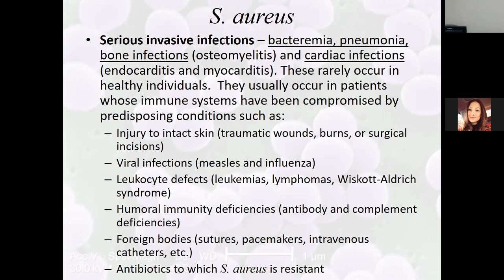Leukocyte defects, whether it be leukemias, lymphomas, humoral immunity deficiencies, meaning our antibodies are deficient, complement is deficient, foreign bodies such as sutures or pacemakers can be introducing staph when they put them in, and then antibiotics to which staph aureus is resistant there at the very bottom, which we know is methicillin, right? MRSA, where it gets its name.